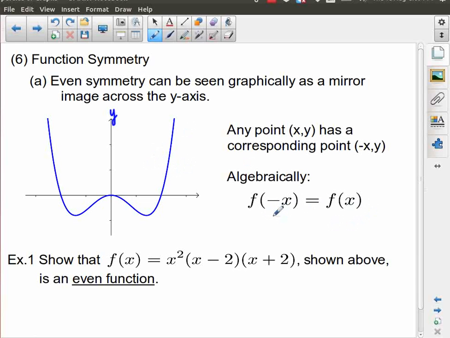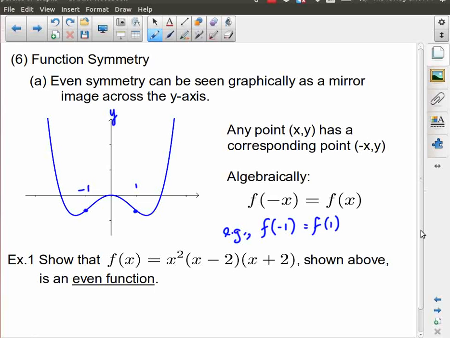Algebraically, the definition of even symmetry is that f of negative x is equal to f of x. Sometimes students have a hard time, especially at the beginning, with thinking about things in the abstract here, but I just want you to understand. For example, this is the same as saying that f of -1 is the same as f of 1. There's a symmetry there. F of 1 is here, f of -1 is here, and you can see that the value of the function, the y value, is the same at both of those points. And I could change this: f of -5 is equal to f of 5, etc.